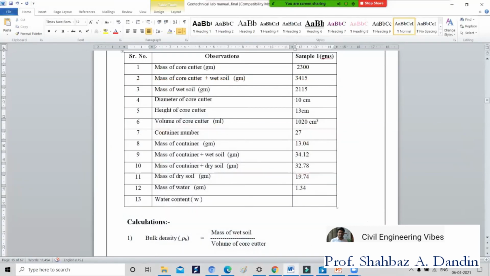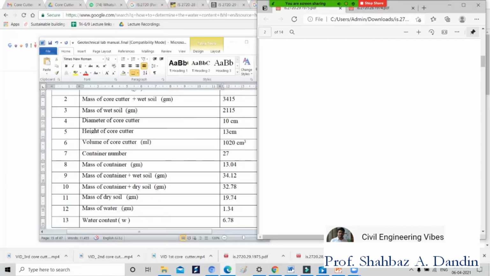Here, how much is the mass of water? This is your mass of the water. I'll be writing it as 1.34 divided by the mass of dry soil. How much did we get? It is 19.74. Then what is our result? It is in percentage, so it is multiplied by 100. We'll be giving it as 6.78, which is the percentage water content.